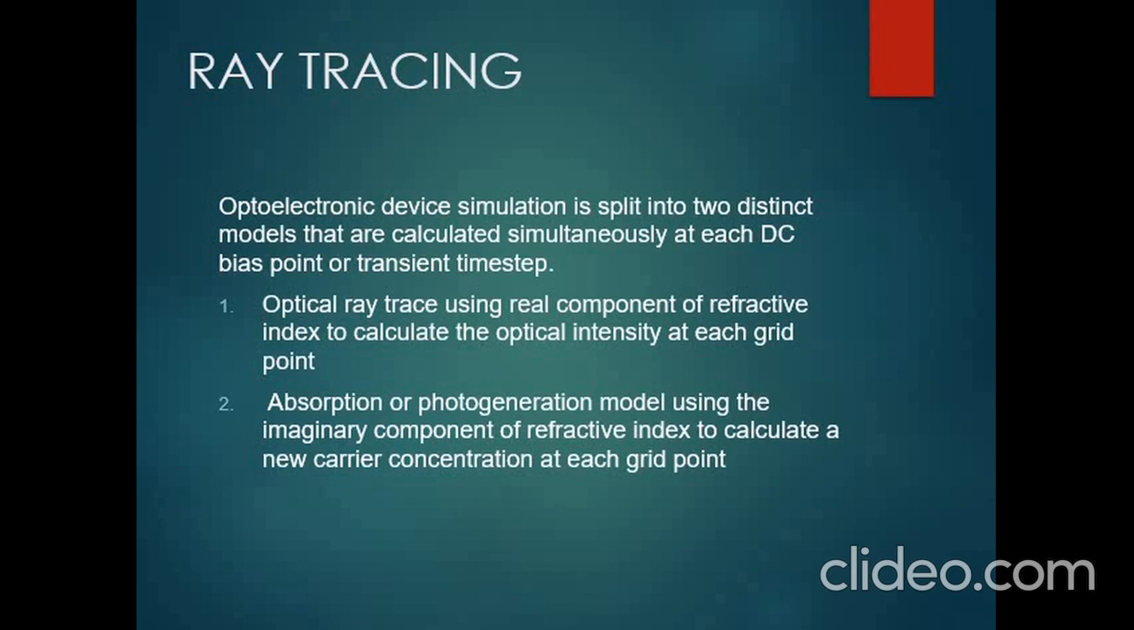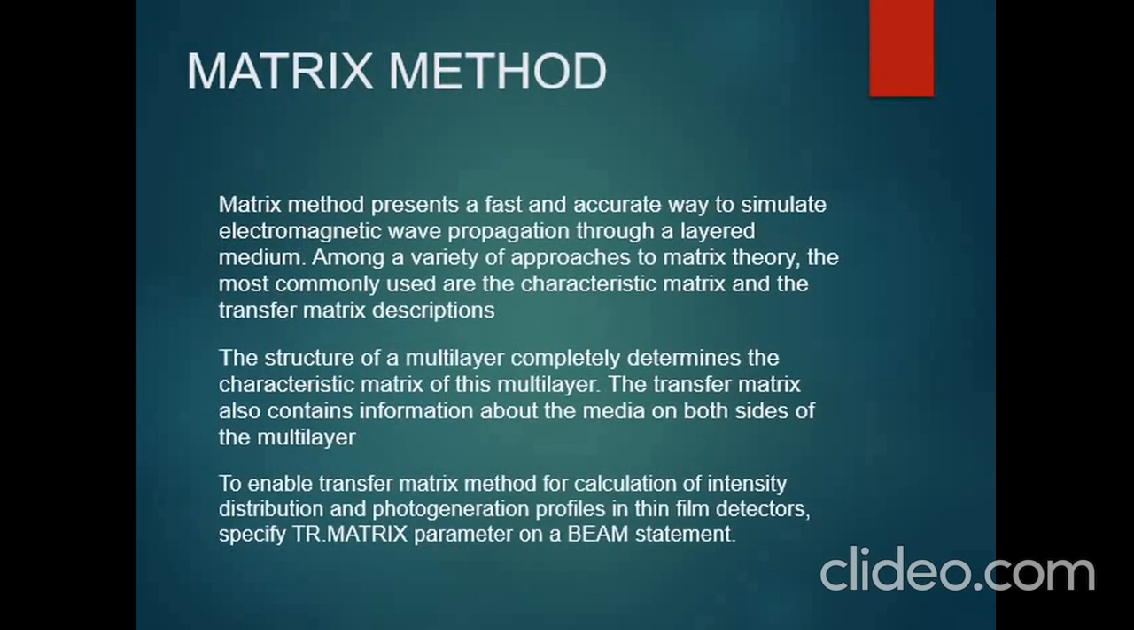So now coming to the matrix method. Matrix method presents a fast and accurate way to simulate electromagnetic wave propagation through a layered medium. Among a variety of approaches to matrix theory, the most commonly used are the characteristic matrix and transfer matrix description. The structure of a multi-layer completely determines the characteristic matrix of this multi-layer. And the transfer matrix also contains information about media on both sides of the multi-layer. To enable transfer matrix method for calculation of intensity, we need the tr.matrix parameter in the statement.